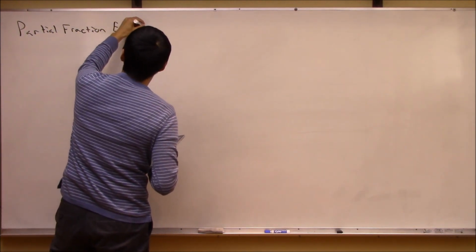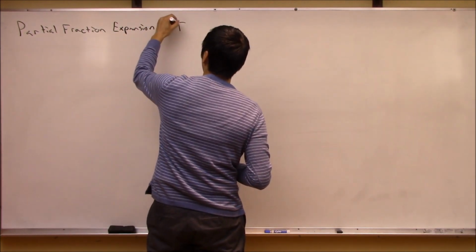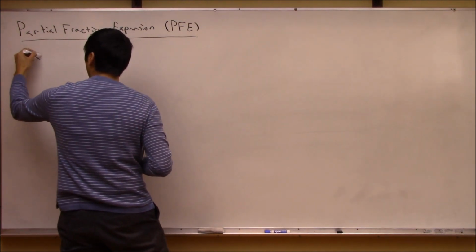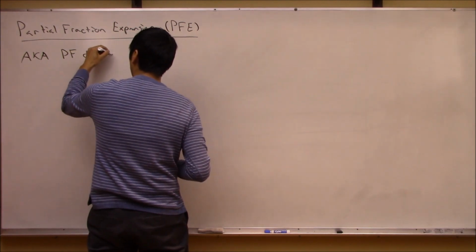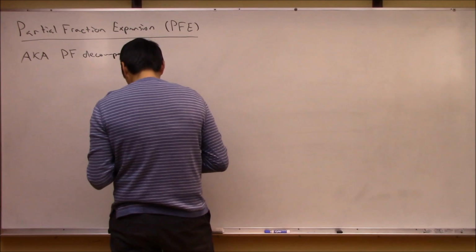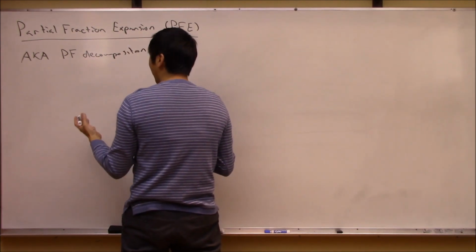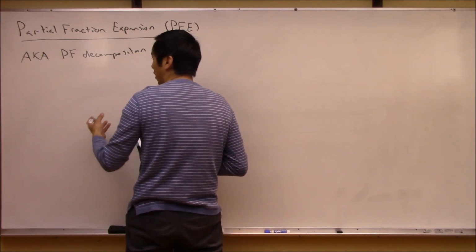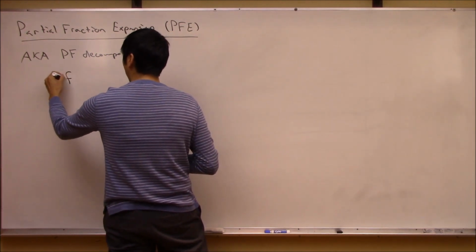And to keep me from having to write this out all the time, let's just abbreviate this as PFE, okay? So partial fraction expansion is also sometimes known as partial fraction decomposition. You might see it under this name. So the idea with partial fraction expansion or partial fraction decomposition is that you'd like to take a ratio of expressions in an independent variable like s. So for example, you might have some function of s, f of s, right?